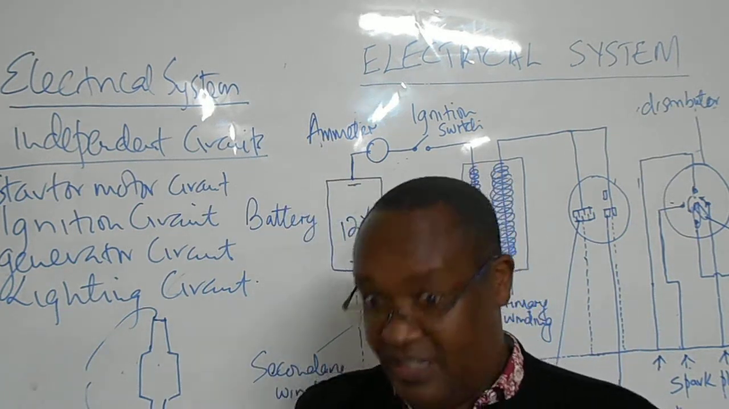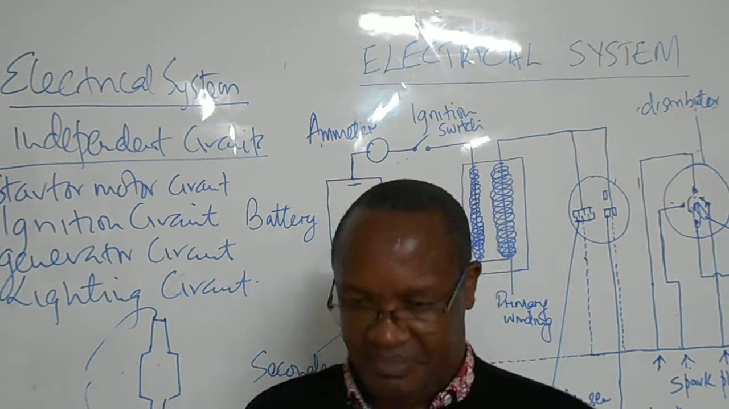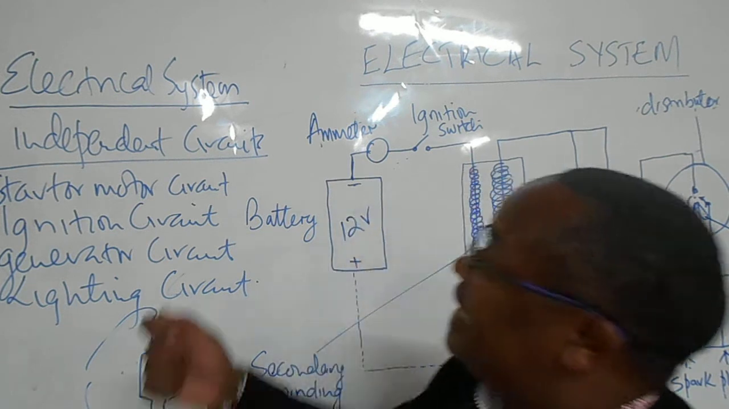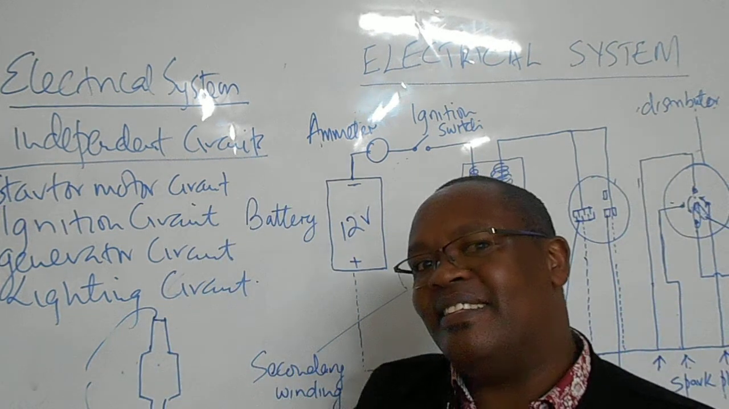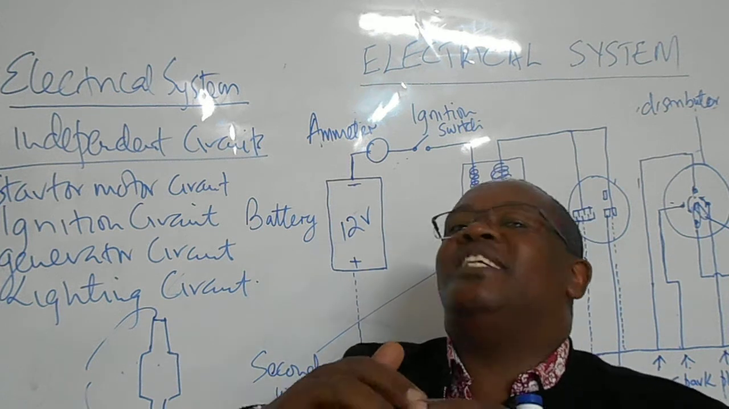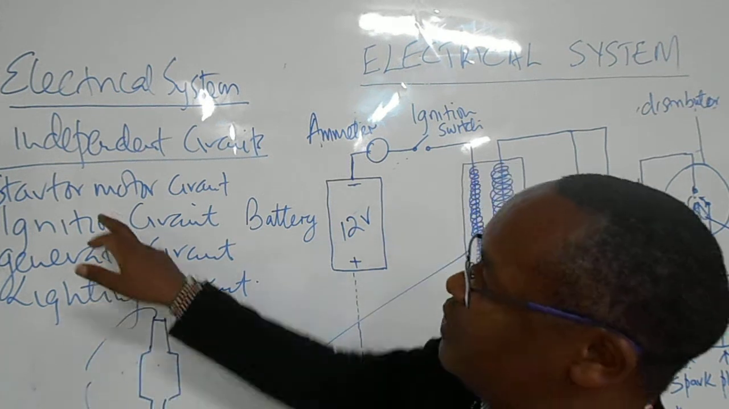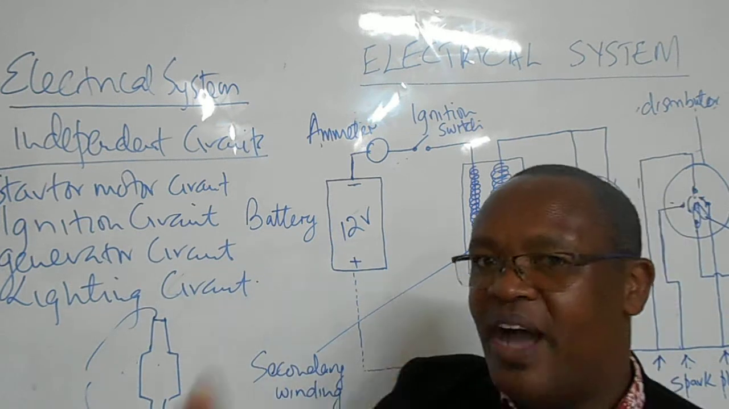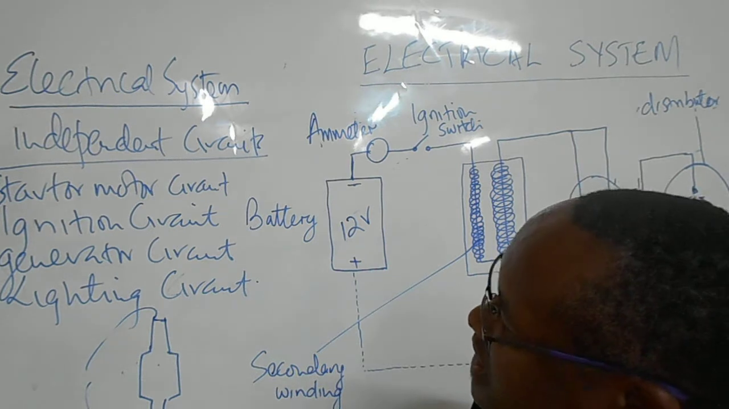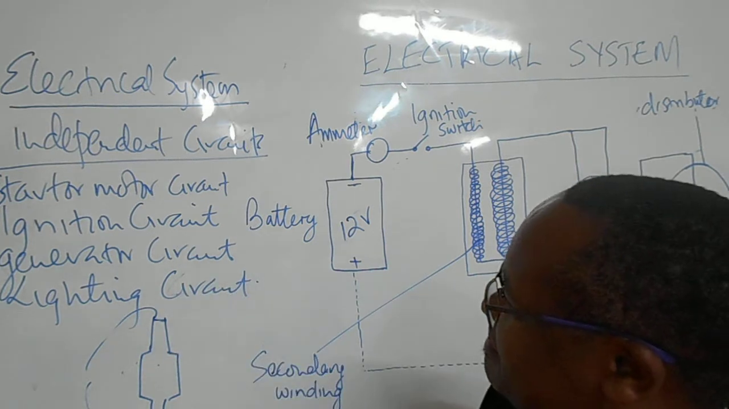When the engine starts running, the starter motor circuit is disconnected from the engine because it is no longer required. Why? Because we are calling it the starter motor circuit, so its work is simply to start the engine. So now we go to the ignition circuit.